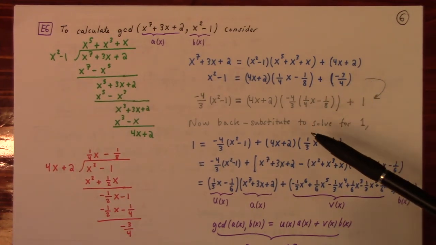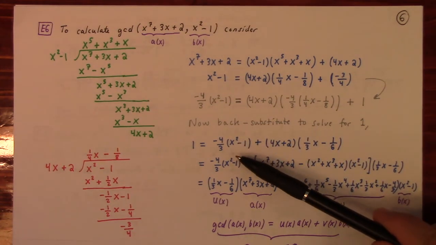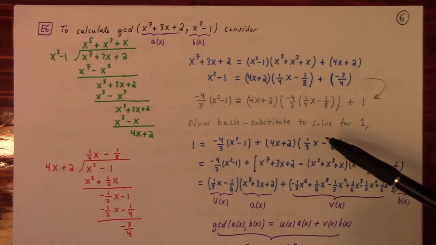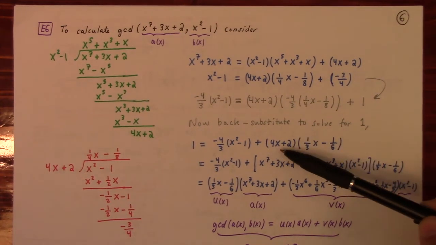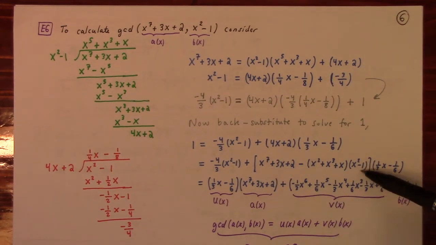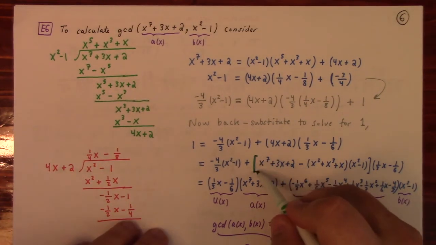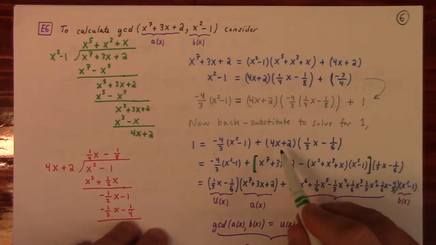What's going on here? What did I get rid of? I kept the 4/3 x squared minus 1. And when I go from here to here, what did I do? I kept this factor, that's over there, right? So it must be that this 4x plus 2 is replaced with what's in the square brackets, soon to be green. So this guy here is coming from that.